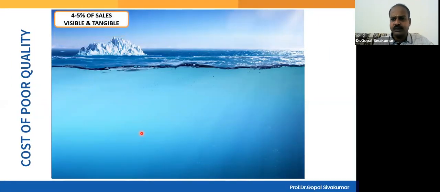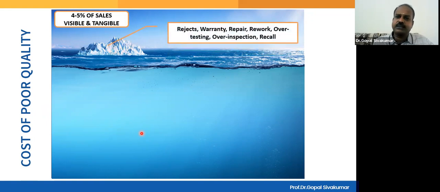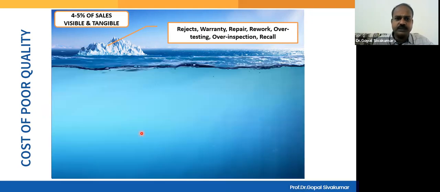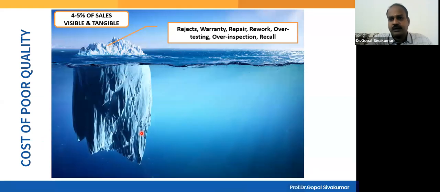Generally, companies believe that the cost of poor quality is 4 to 5% of the sales. And any company generally accounts only for the visible and measurable portion of the failure. And these are generally the rejections, warranty, repair, rework, recall, and all these kinds of things. But the reality could be much more than what is visible to them. And if you look at my slide, the iceberg, only the tip of the iceberg is visible. If you want to understand the complete iceberg, then you have to uncover the water and then see. Now we can easily realize the bigger portion of the iceberg is hidden inside the water.